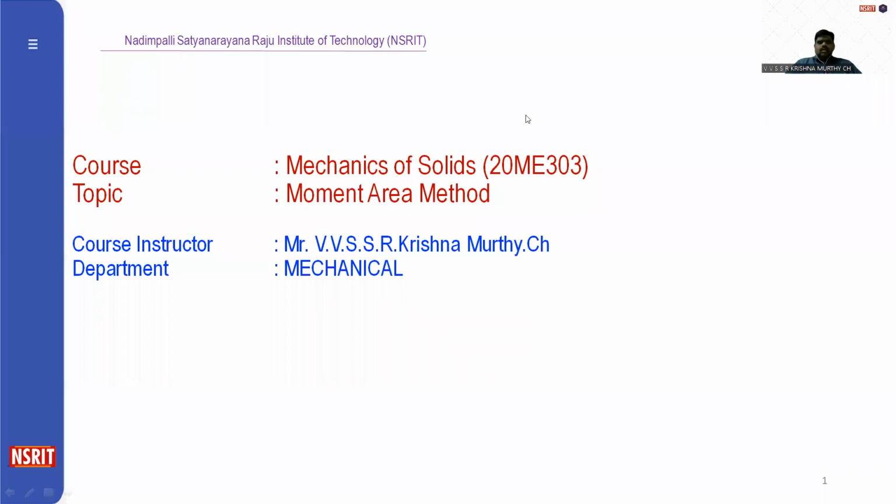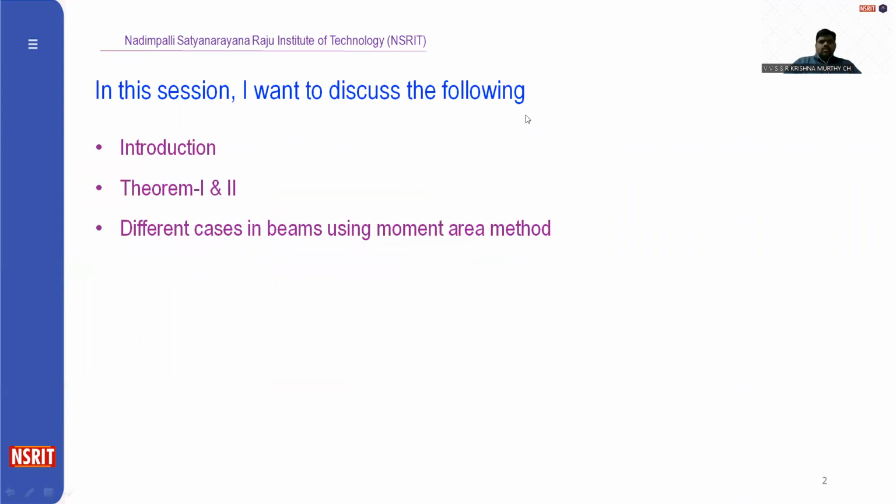Hi everyone. In today's session, we shall discuss the moment area method in the deflection of beams. After this session, you will be able to know what the moment area method is, the theorems included in the moment area method, 1 and 2, and how to solve different load conditions using the moment area method.